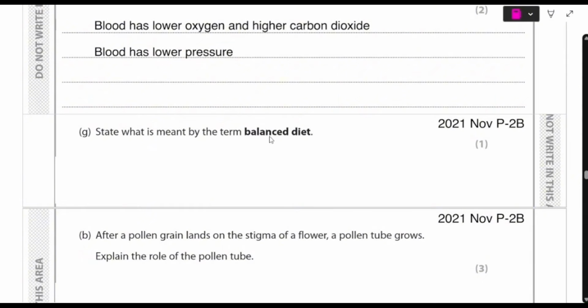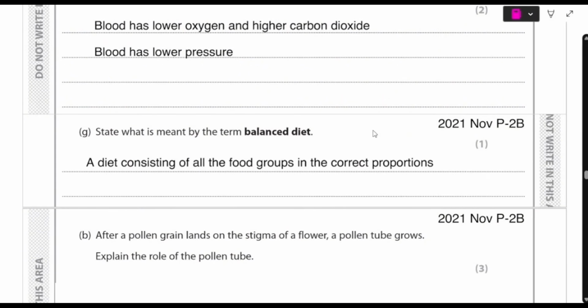Then we have, what is meant by balanced diet? So balanced diet is all of the compositions of food contained in a proper ratio and proportion. So a diet consisting of all of the food groups. So there's carbohydrate, fiber, lipid, and other food in a correct proportion.